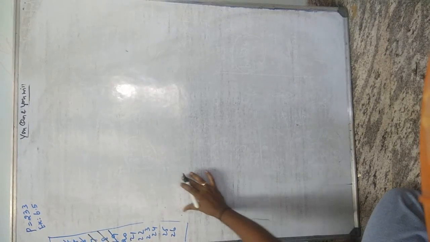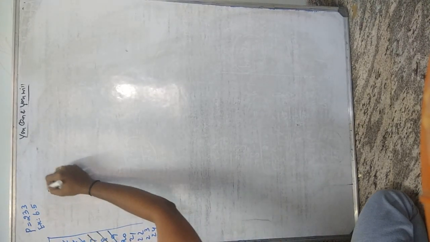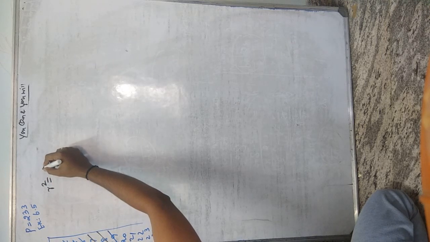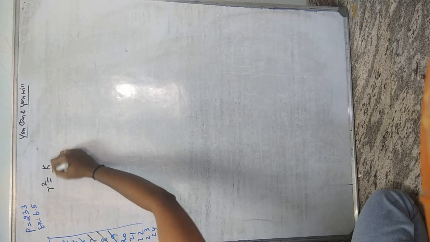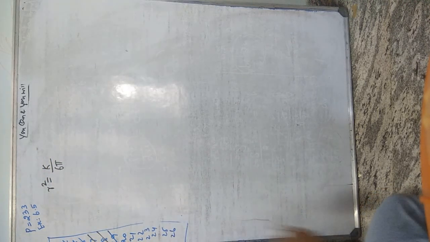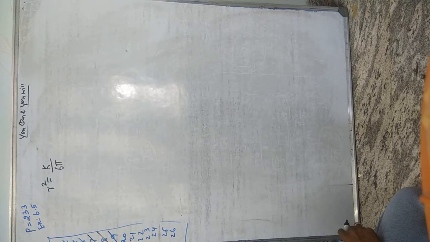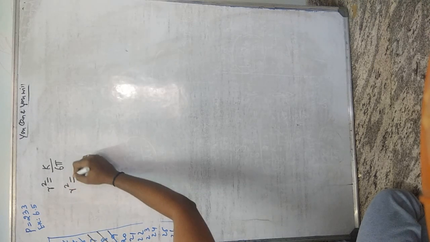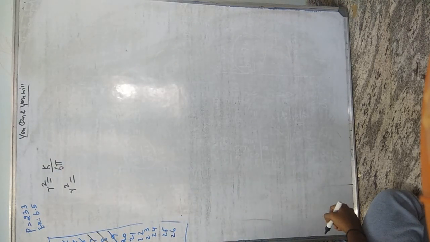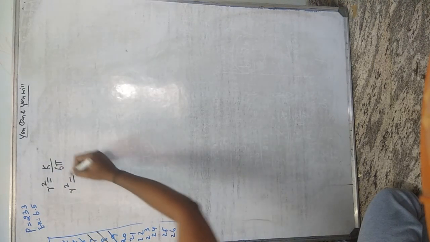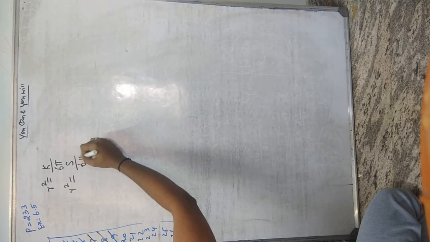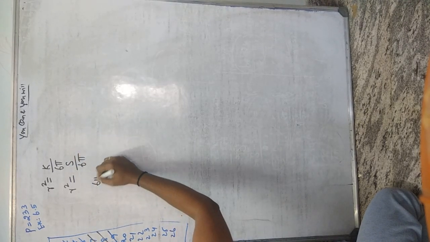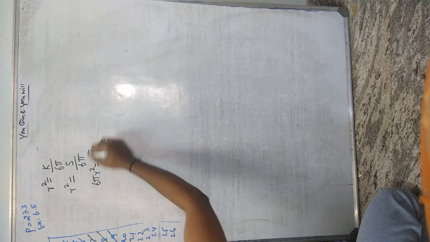To prove h equal to r, what is r square? I got r square equal to k upon 6 pi. In place of k, I already told you the value I kept, it's the surface area. So r square equal to S upon 6 pi, cross multiply: 6 pi r square equal to S.